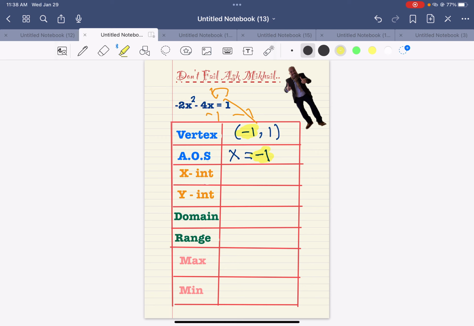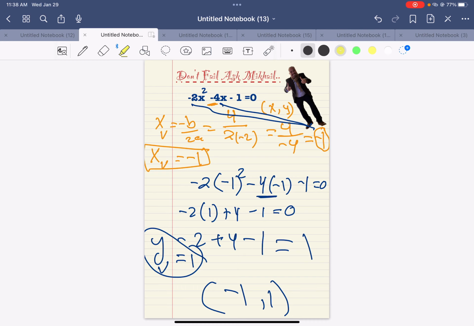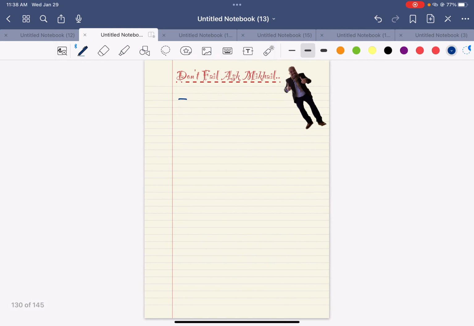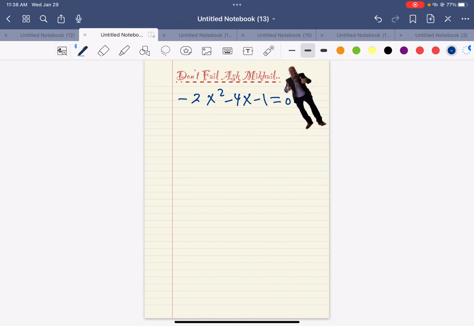Now, the x-intercept. To find the x-intercept here, I cannot factor. I have negative 2x squared minus 4x minus 1 equals 0, and it's not factorable, so I can use the quadratic formula. What is the quadratic formula? x equals negative b plus or minus the square root of b squared minus 4ac, divided by 2a.